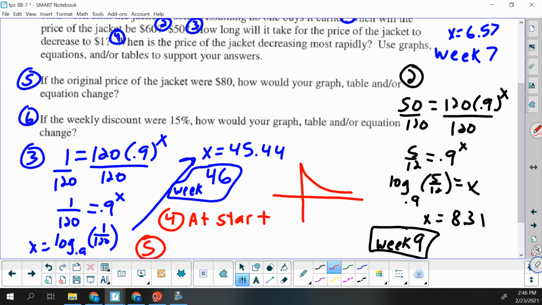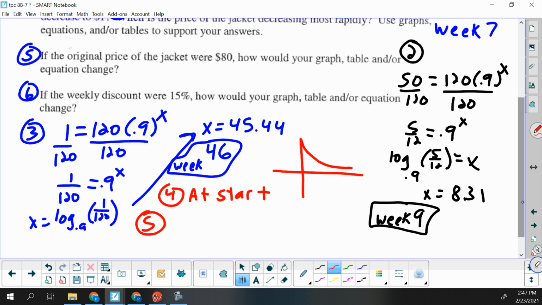If the original is 80, what are some things that would change? Well, in the equation, instead of 120, we would have 80. And also, if this is our original here, let's say we're at 80, that y-intercept is now not as big. Because that y-intercept is not as big, that initial drop is now not as big. So we've got our equation, and that y-intercept is changing.